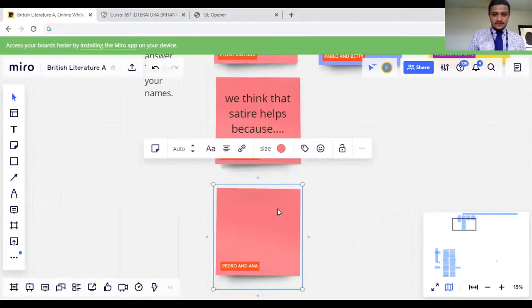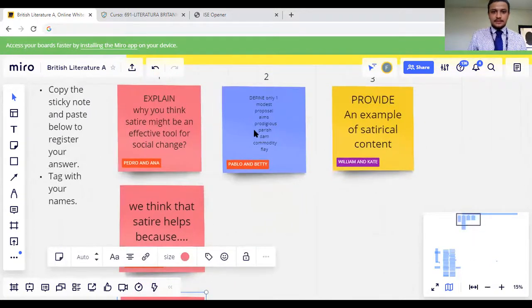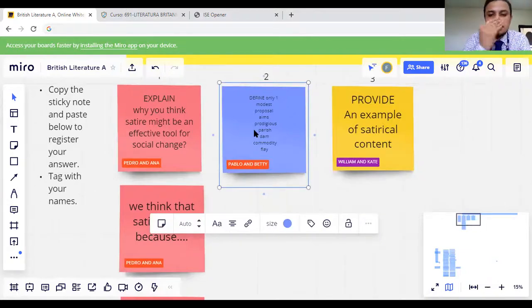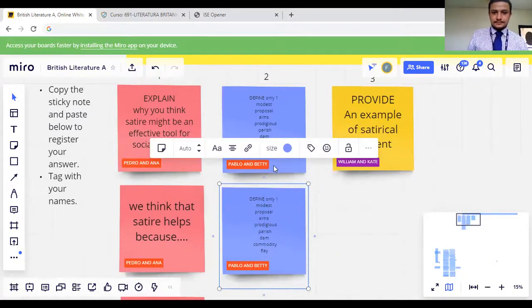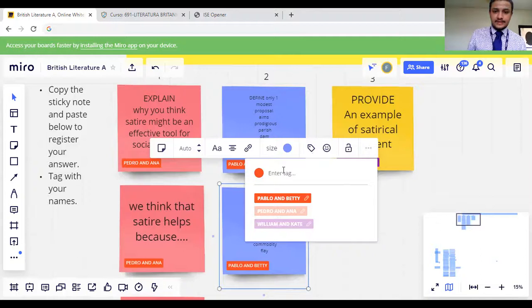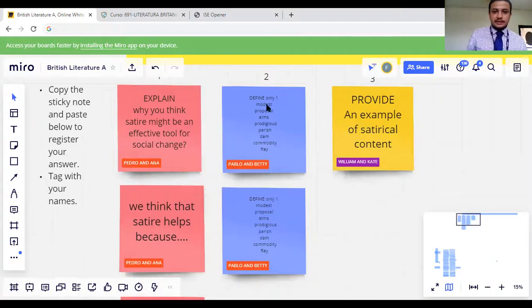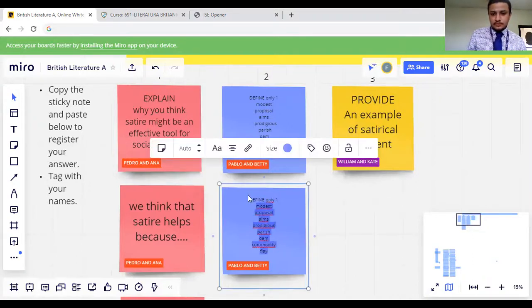¿Ok? Una vez que termines esta parte, te vas a ir a la otra, que dice, define solo uno de todas las opciones que están ahí. Entonces otra vez, control C, copy, paste. No olvides, por favor, ponerle el tag con el nombre. A ese ya le puse Pablo y Betty. Y lo que hago es decidir, voy a definir solo uno. Voy a definir ohms, por ejemplo. Ohms: bla, bla, bla.